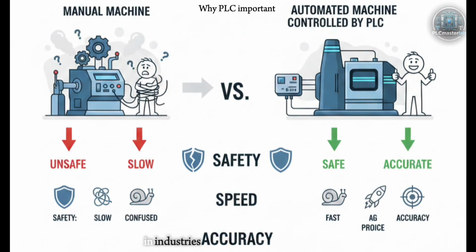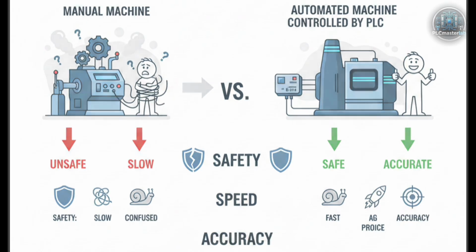In industries, machines run 24 hours a day. If a motor is not turned off at the correct time, equipment can be damaged. If a valve does not open on time, production can stop. A PLC handles all of this automatically, which is why it is one of the most important parts of industrial automation. Now, let's understand the main parts of a PLC.